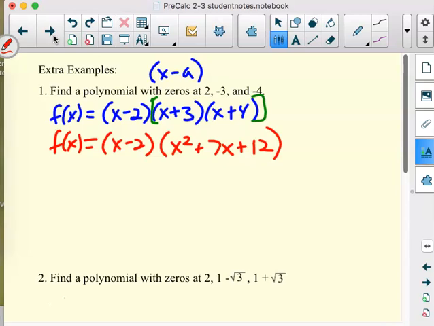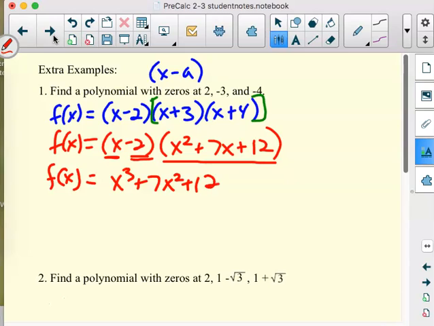And now we have to use distribution. So we're going to have to take this first x times everything in the second set of parentheses, write it down, and then take the negative 2 times everything in the second set of parentheses, write it down, and then we'll be able to move on from there. So we distribute the x, and we get x cubed plus 7x squared plus 12x. Then we distribute the negative 2, and we've got negative 2x squared minus 14x minus 24.